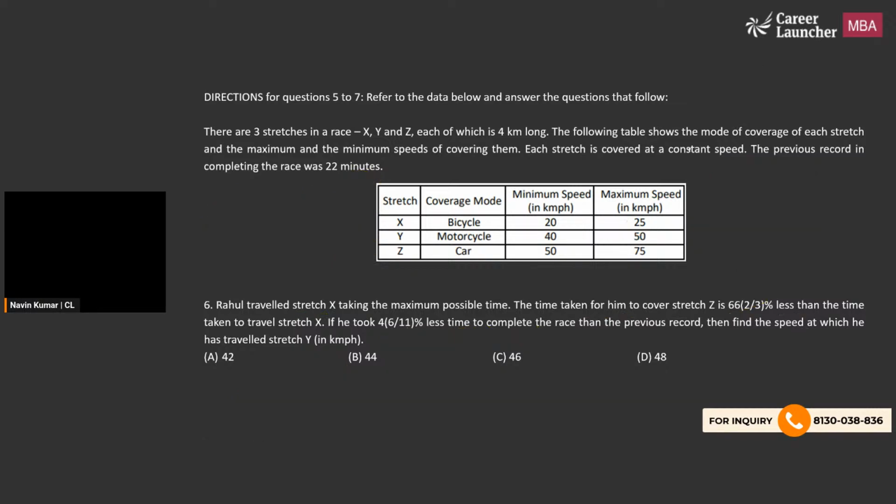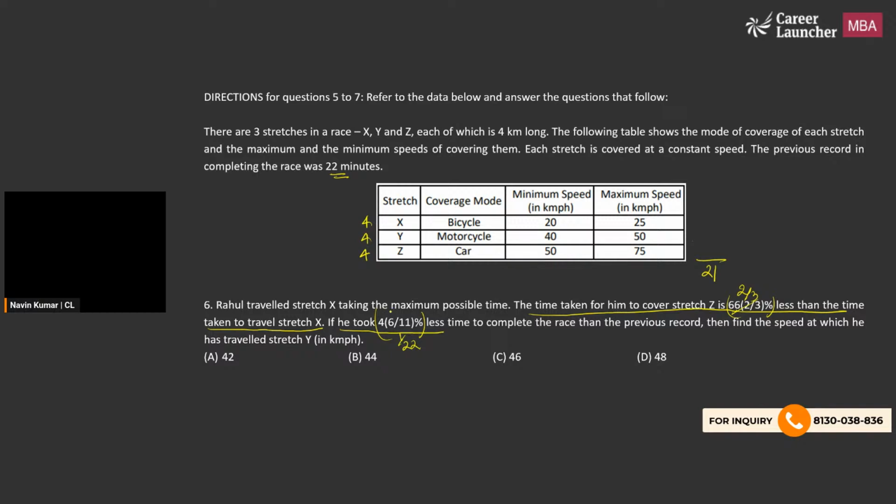I'll start from scratch. So 4 kilometers, 4 kilometers, 4 kilometers. It is given that the time taken for him to cover stretch Z is 2/3 less than the time taken to travel stretch X. So for X, if he has taken a certain time, he's going to take 2/3 less time. And if we took 4/6 by 11 percentage, this is nothing but 1 upon 22 less than. So total time taken is 22. Here, the total time taken by him is going to be 21 if 22 is the record.